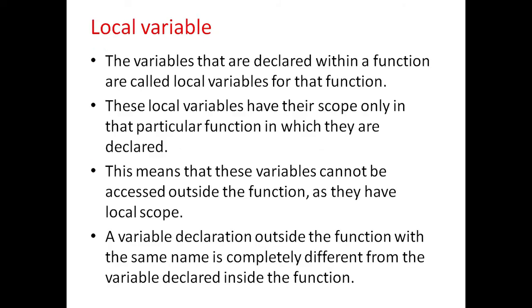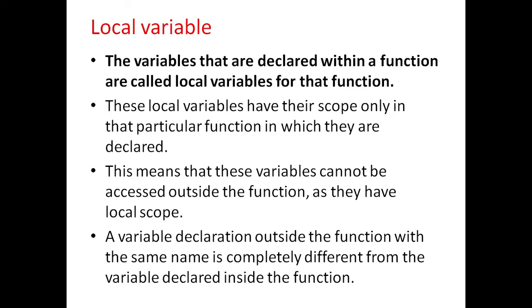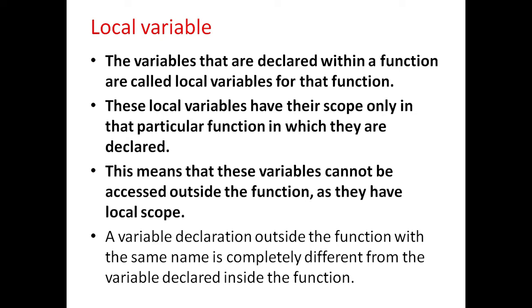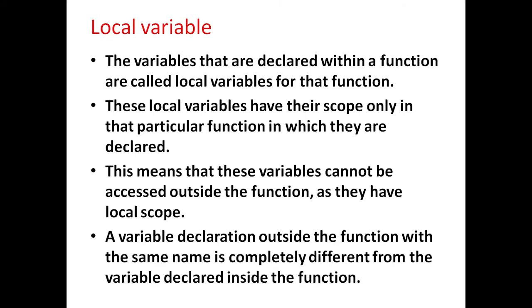First we will see local variable. The variables that are declared within a function are called local variables for that function. These local variables have their scope only in that particular function in which they are declared. This means that these variables cannot be accessed outside the function as they have local scope. A variable declared outside the function with the same name is completely different from the variable declared inside the function.